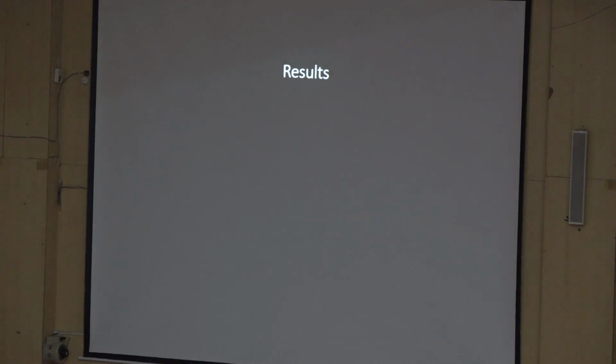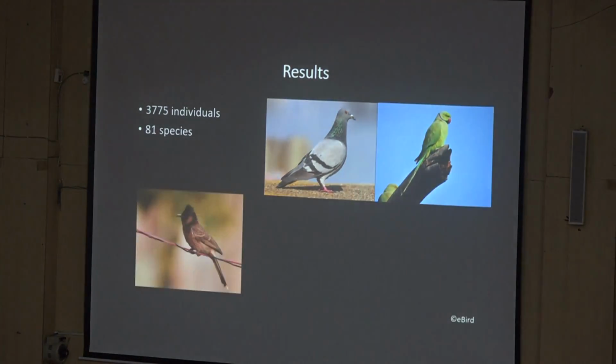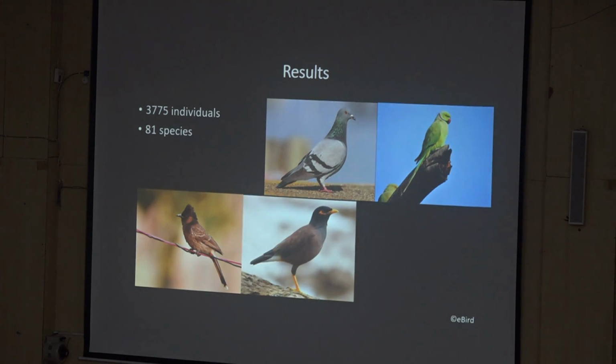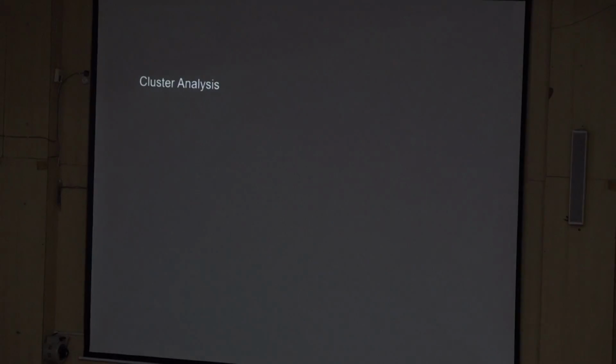So now coming to my results. 3,775 individuals belonging to 81 species were recorded in the study area. The top 5 species were feral pigeon, rosebill parakeet, red-vented bulbul, common myna, and jungle babbler. These accounted for 41.67% of the total abundance.